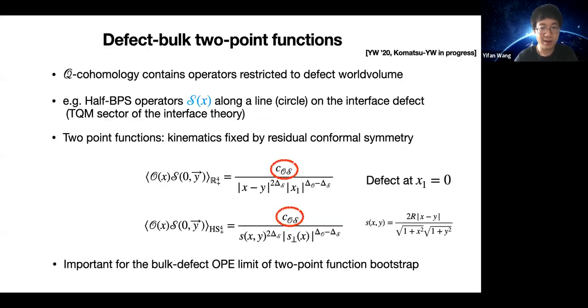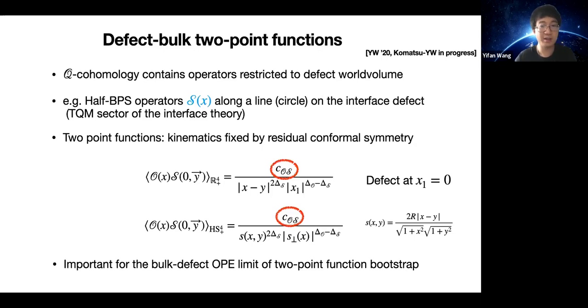Okay, there's something else that I can tell you, which is some other kind of observable that's captured by this defect MOS theory, namely the defect bulk two-point functions. As I emphasized, this Q cohomology in the super MOS theory is rather rich. It contains not only the defect operators, as well as local operators on the S2, but it also contains operators that are restricted to the defect world volume.